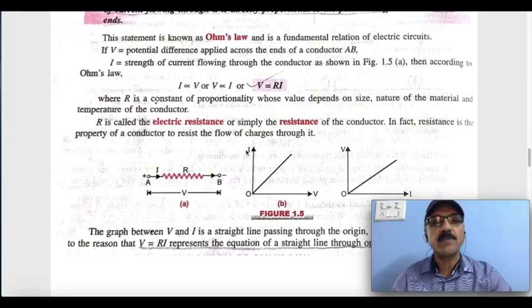If we draw the graph between potential and current, this straight line shows the slope of the I-V graph, and this slope is equal to the resistance. Because V and I are directly proportional, the graph is always a straight line.